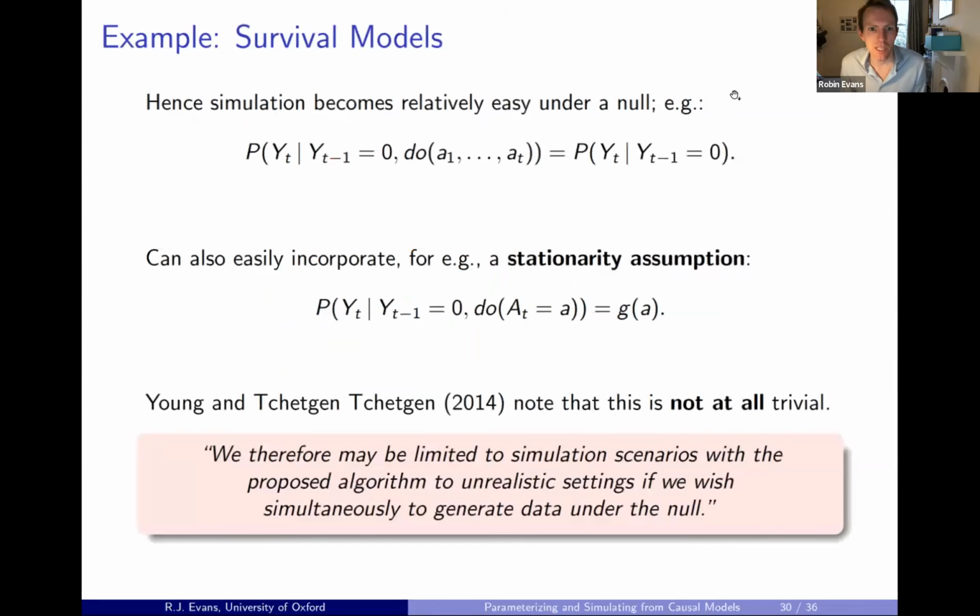And this means that, in particular, it becomes much easier to simulate under some null hypothesis. So maybe you think that survival is actually completely independent of the treatments. And you can also easily incorporate something like a stationarity assumption. And there's a nice paper by Jessica Young and Eric Cheng, which notes that actually this isn't at all trivial. So there's a quote from their paper talking about their own method. They say, we may therefore be limited to simulation scenarios with the proposed algorithm to unrealistic settings if we wish to simultaneously generate data under the null. And the message of this paper is you don't have to be limited to unrealistic situations.